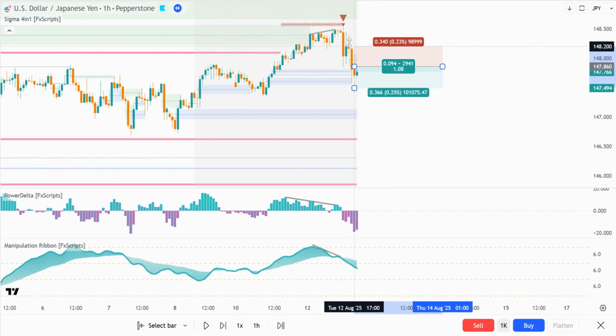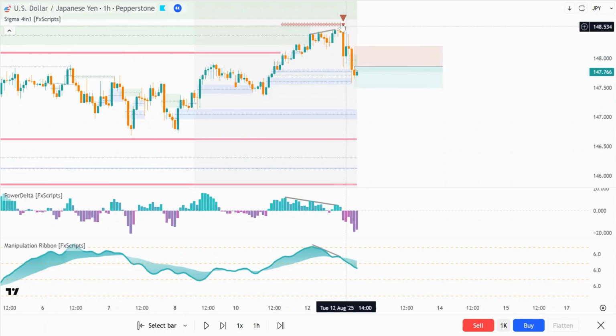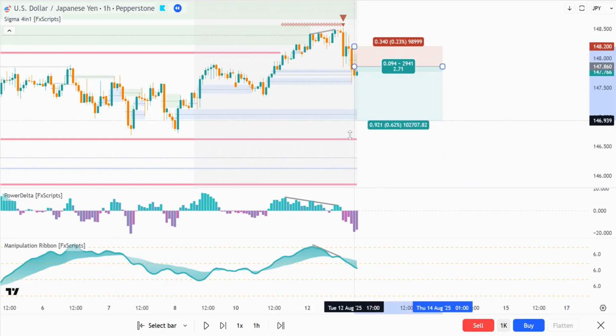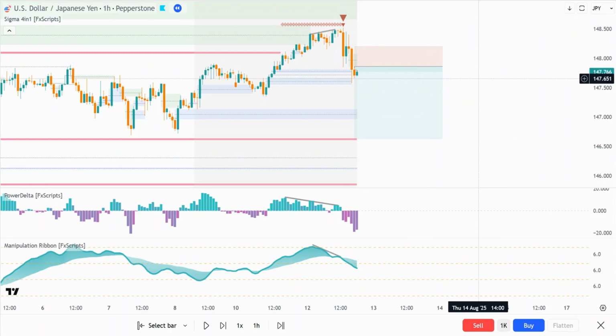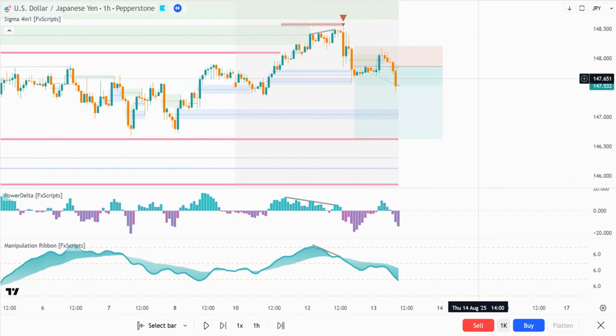Because it's quite a long way from the swing high here, you can put your stop at the top of the candle that formed the fair value gap. And then your take profit is down at the next liquidity level. This is a 3.62. If you're a more conservative trader, you could go for a 2-to-1 or a 3-to-1. You'll find that you'll get a higher number of winning trades in your favor.